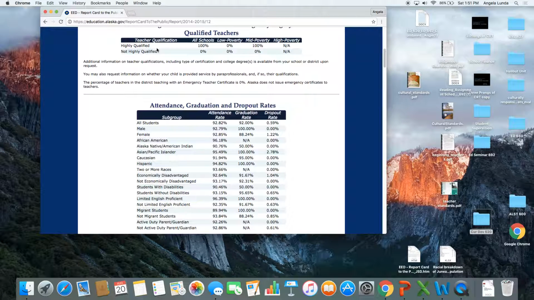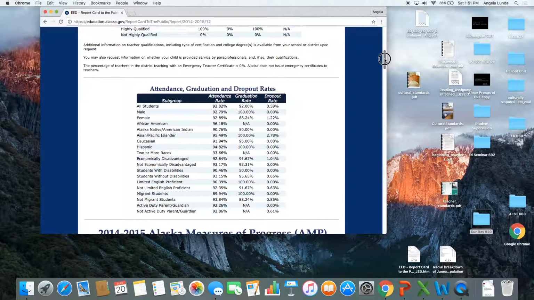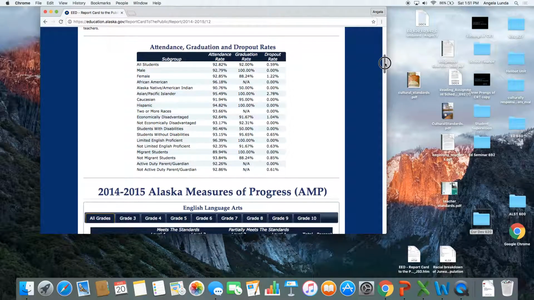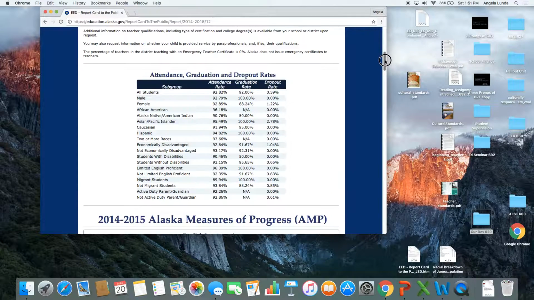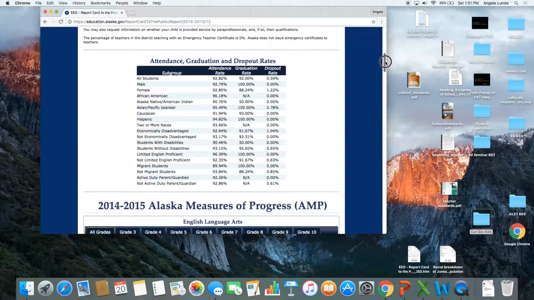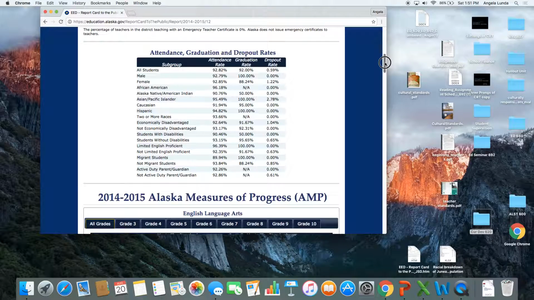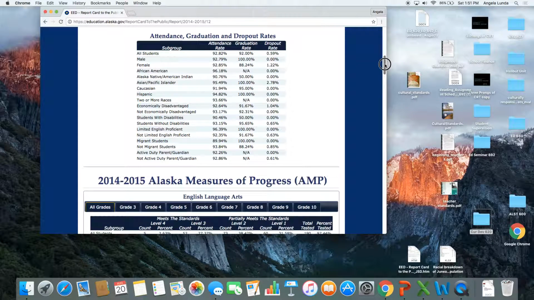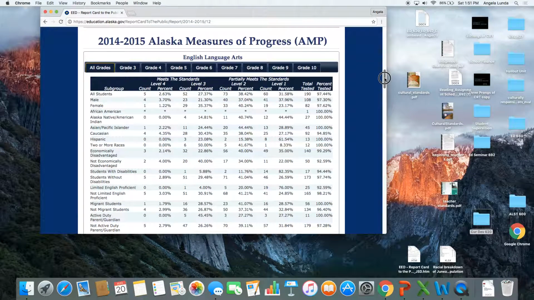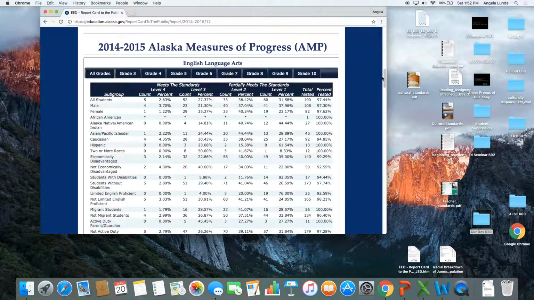Okay, and then we can find information about the attendance, graduation and dropout rates broken down by many subcategories, race, whether or not students are living in poverty, if they have disabilities, if they're English language learners, and so on. So that's just information about attendance rates, graduation rates, and dropout rates for each of those categories. Interesting information. You can study that and see if anything jumps out at you. But then you come down to the next section, and this will give you information about how students did on the statewide testing last year, which was the Alaska Measures of Progress, AMP.